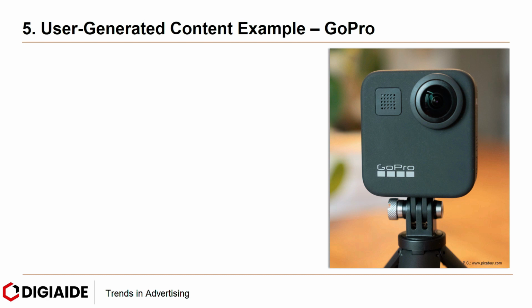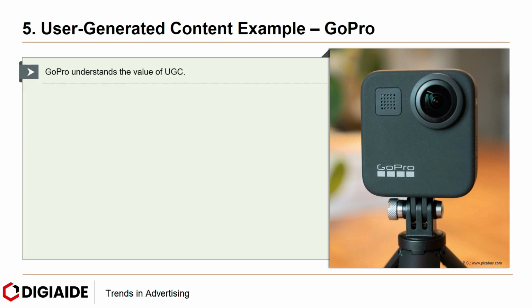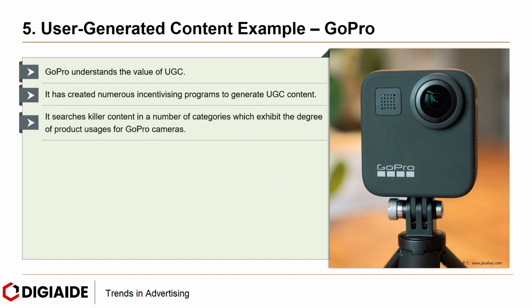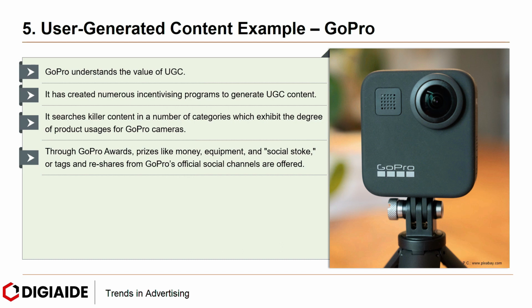And the brand redefining UGC is GoPro. GoPro understands the value of UGC. It has created numerous incentivizing programs to generate UGC content. It searches for content in a number of categories which exhibit the degree of product usage for GoPro cameras. Through GoPro Awards, prizes like money, equipment and social stock or tags and reshares from GoPro's official channels are offered.